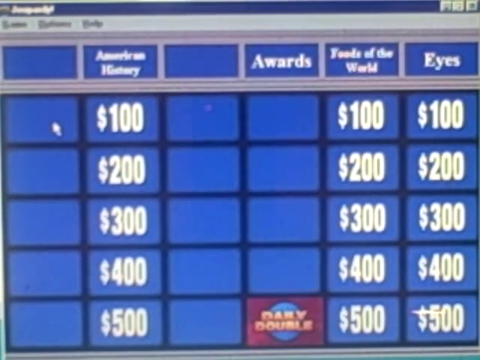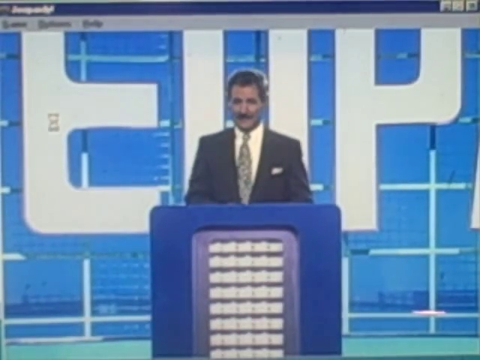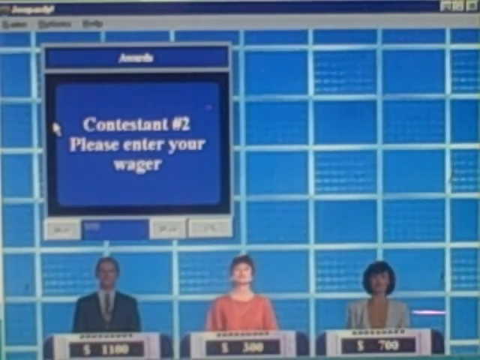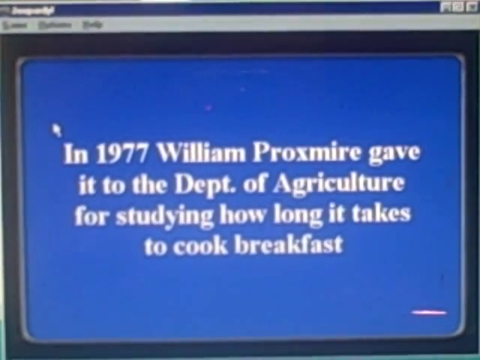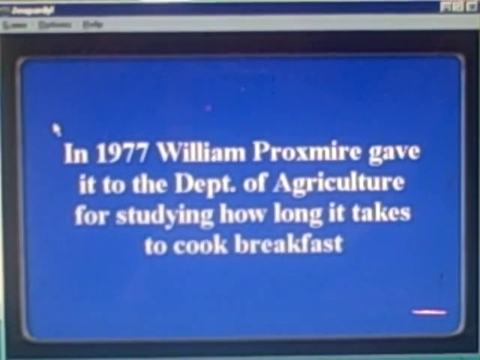Daily Double. It's the Daily Double. And she's going to go the maximum, 500. She has $300 at this point. Here's the clue. In 1977, William Proxmire gave it to the Department of Agriculture for studying how long it takes to cook breakfast.